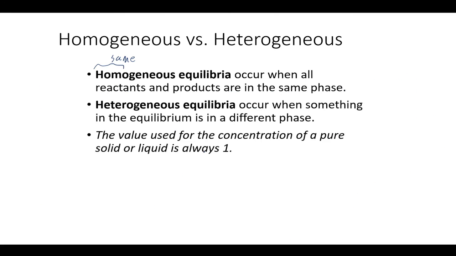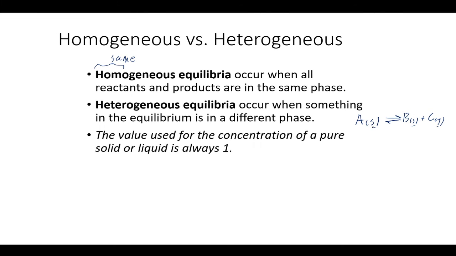Heterogeneous equilibria happen when something in the equilibrium is in a different phase. And so what we'll see is that you can have a solid decompose to give maybe another solid and a gas. There could be a double arrow here because it's an equilibrium. This would be heterogeneous equilibrium because we have solids here and we have a gas. And when we're talking about heterogeneous equilibria, be extra careful that you're paying attention to the phases.